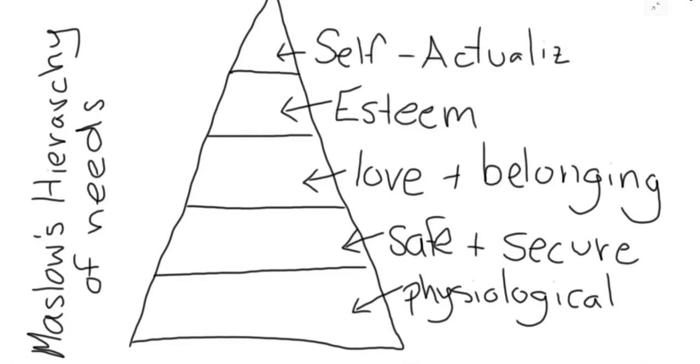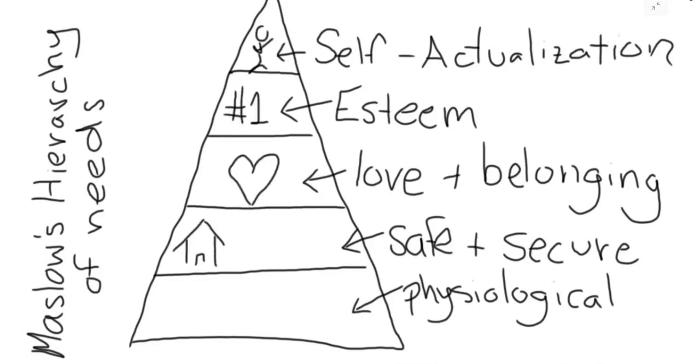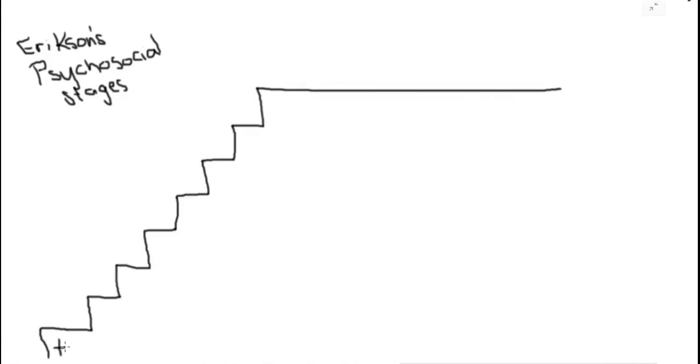Maslow did not believe that any particular stage was related to any particular age, because it varied by person. That being said, my placement of Maslow's stages in his hierarchy of needs are based off of my own opinion and personal experience. Erikson was a famous psychologist who was particularly insightful.